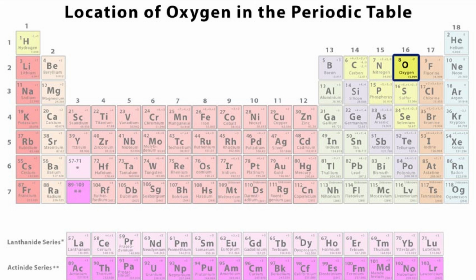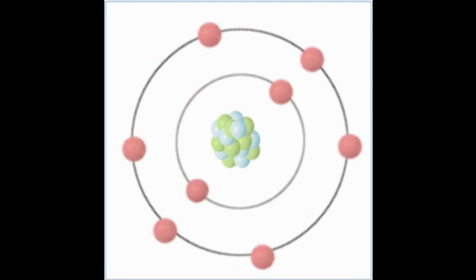When we know the atomic number of an element, we not only know the number of protons an atom possesses, we also know the number of electrons. The number of negatively charged electrons is the same as the number of positively charged protons. For example, since we now know that oxygen has 8 protons in its nucleus, we also know that oxygen has 8 electrons orbiting that nucleus.